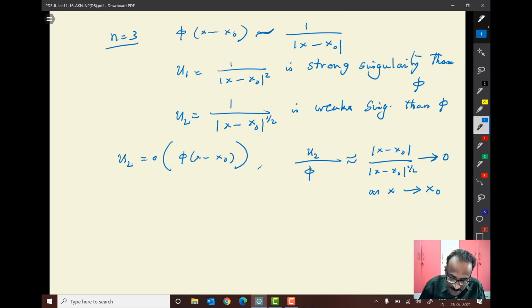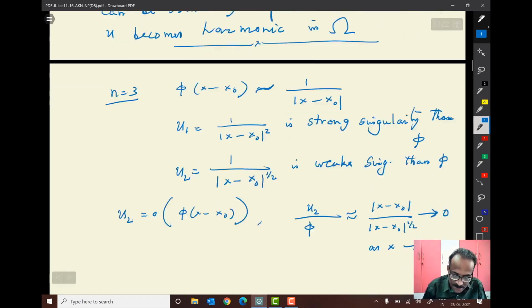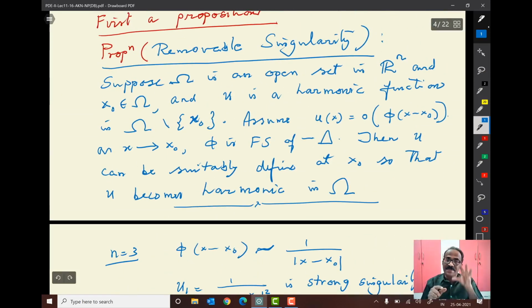This is an assumption, and need not be in this form. The singularities can come in different forms and different functions. But basically the singularity cannot be that strong. It should be strictly less than the normal singularity. So if that is the case, it essentially says that if you have a harmonic function except at one point, and its singularity is of order smaller than the fundamental solution singularity, it goes to 0, and then that singularity can be removed. That means you don't really have a singularity. It's a removable singularity.